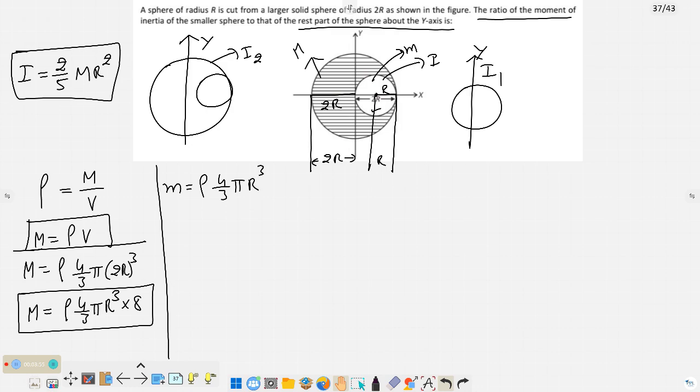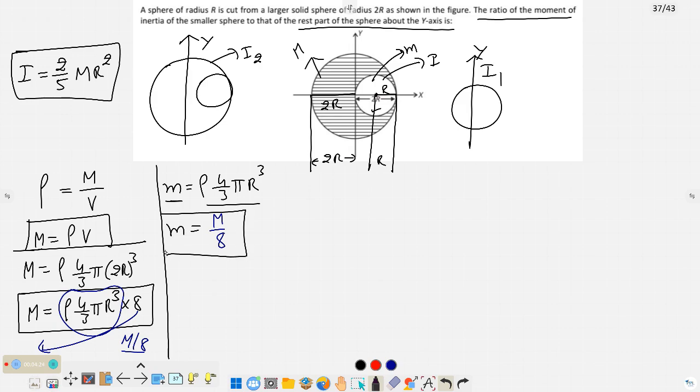Now write this small m in terms of capital M. Rho into 4/3 pi r cubed, if you bring the 8 to this side, becomes M by 8. So the small m value is 1/8 of the original mass. This is the concept we removed.